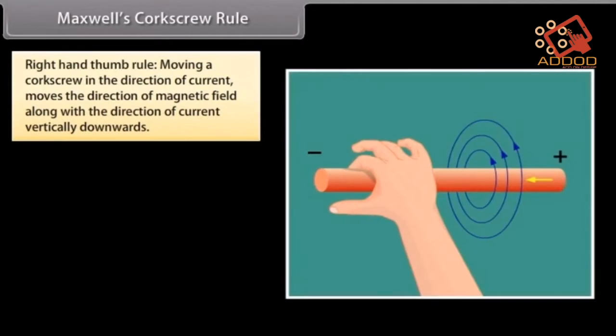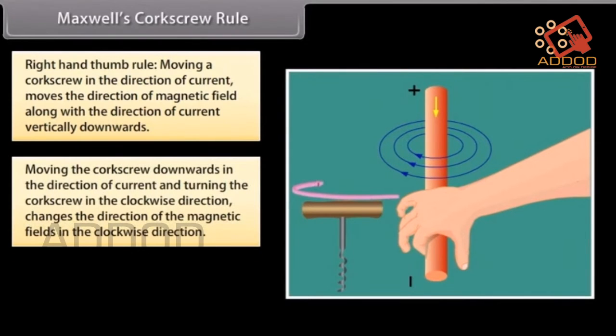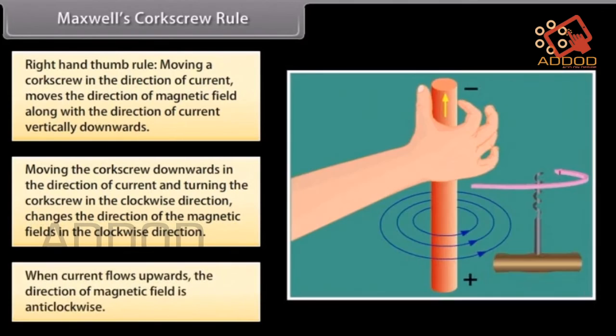Maxwell's corkscrew rule. Maxwell's corkscrew rule, also known as the right-hand thumb rule, defines that moving a corkscrew in the direction of current moves the direction of magnetic field along with the direction of current vertically downwards. If we move the corkscrew downwards in the direction of current and the handle of the corkscrew is turned in the clockwise direction, then the direction of the magnetic field is in the clockwise direction. So, when current flows upwards, the direction of magnetic field changes and is anti-clockwise.